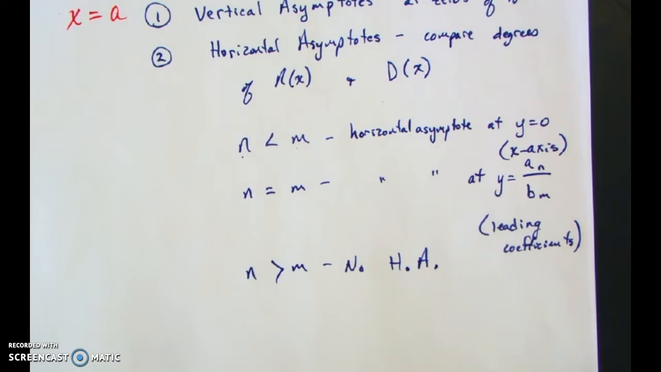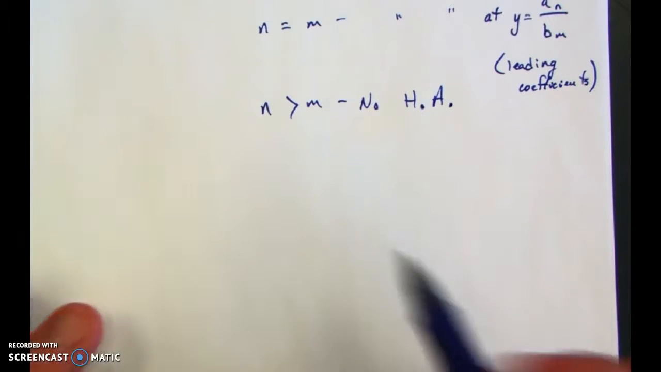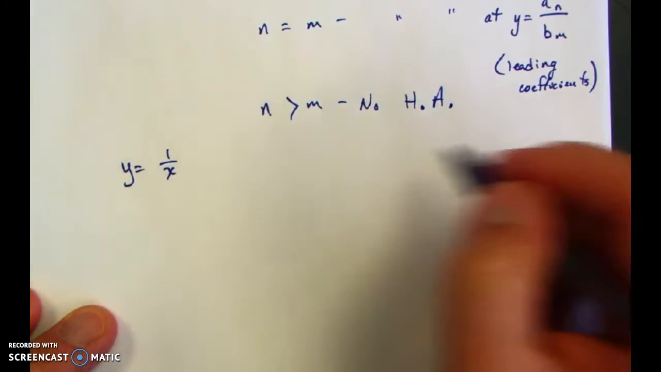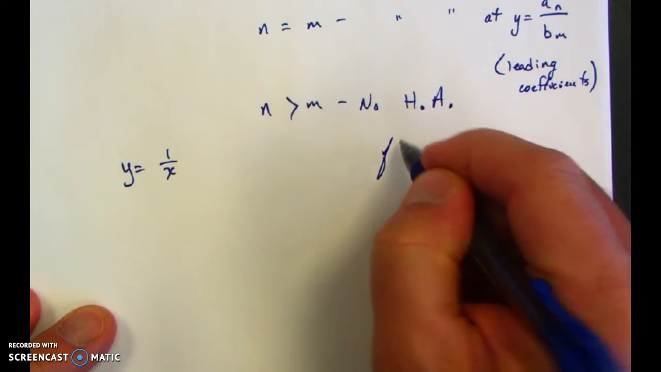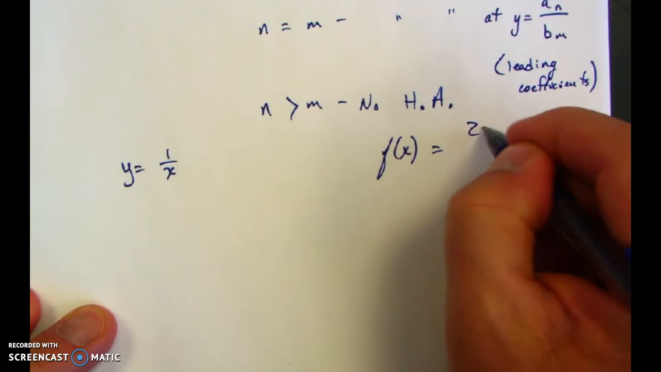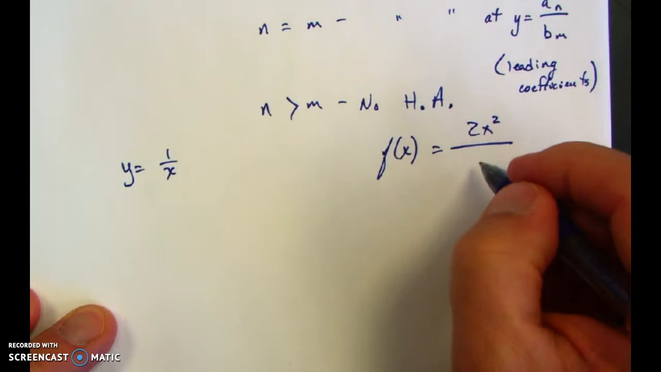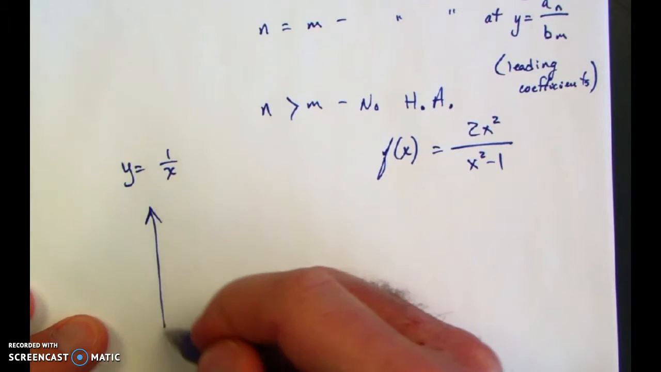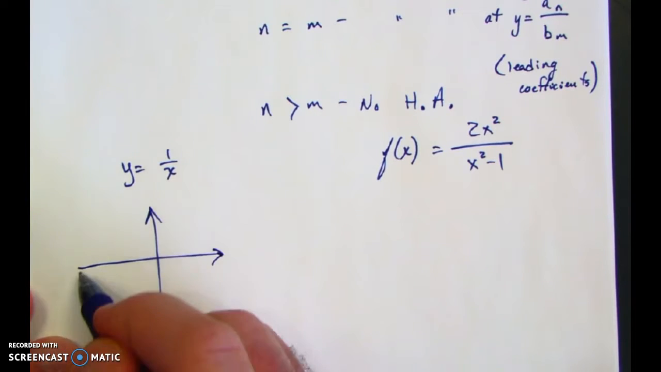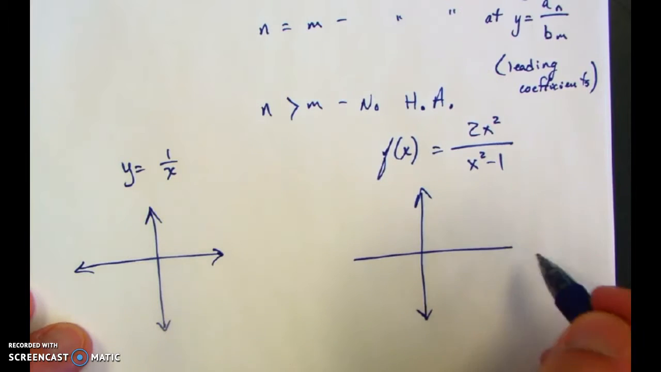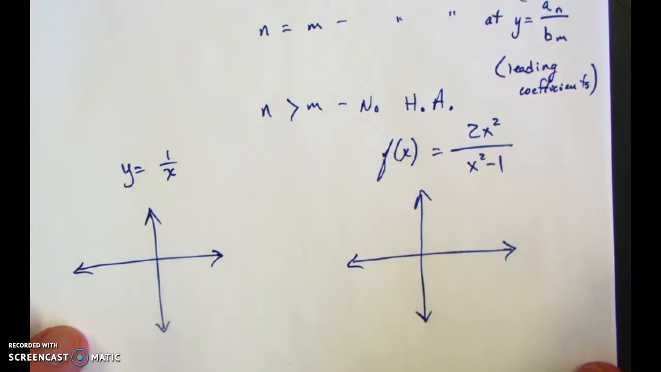All right. So we're going to look at a couple different scenarios now. Just in general, if I have y equals 1 over x, and if I have a different function f of x is equal to 2x squared over x squared minus 1, what is it that we're going to end up with for graphs? We're just going to make a quick sketch. What do these graphs look like based on the information we have right now?